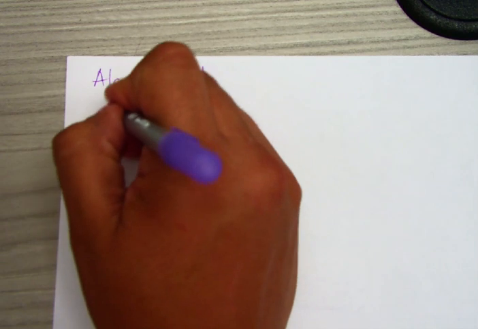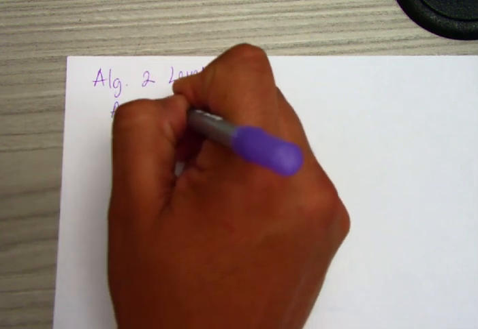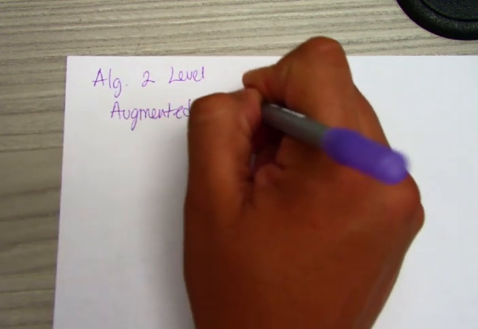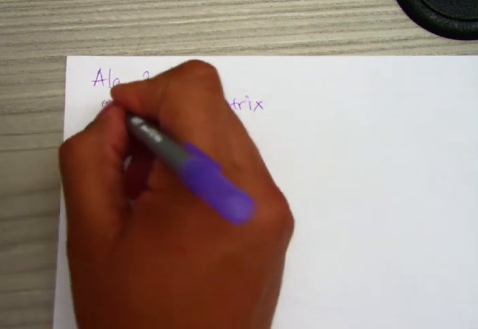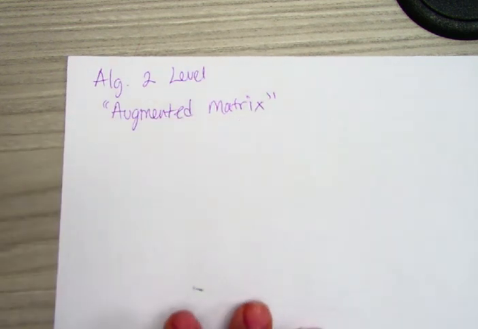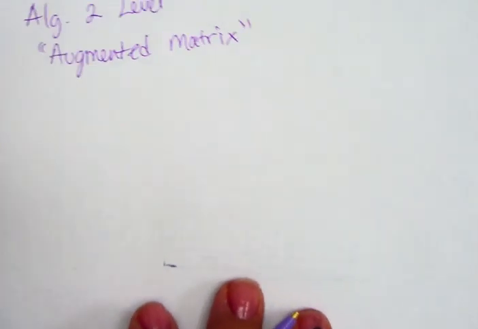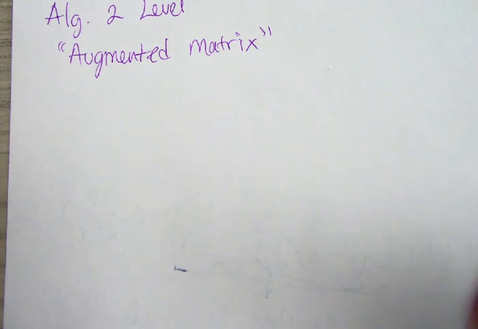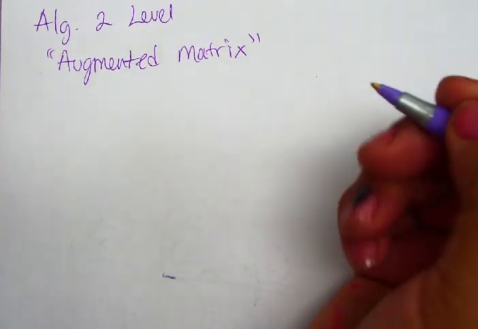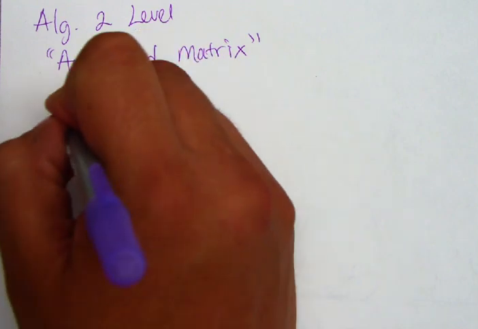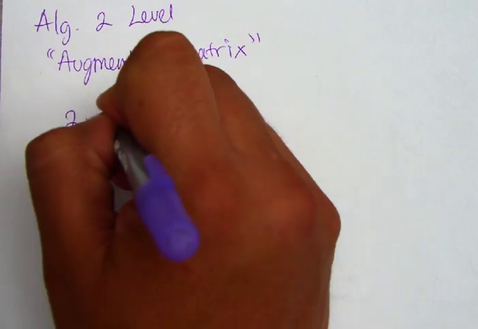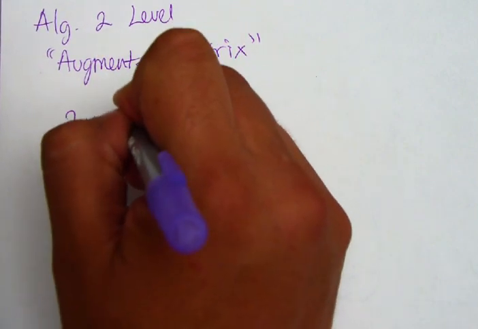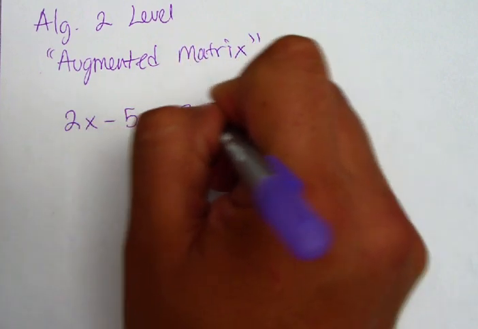After this, we talked about what Algebra 2 is going to ask you to know. So Algebra 2 level is going to ask you to know what an augmented matrix is, or to convert systems of equations into augmented matrices. To remind you, an augmented matrix technically only looks at the coefficients and constants. So I'm going to show you an example of a 3x3, or an Algebra 2 level, system of equations.